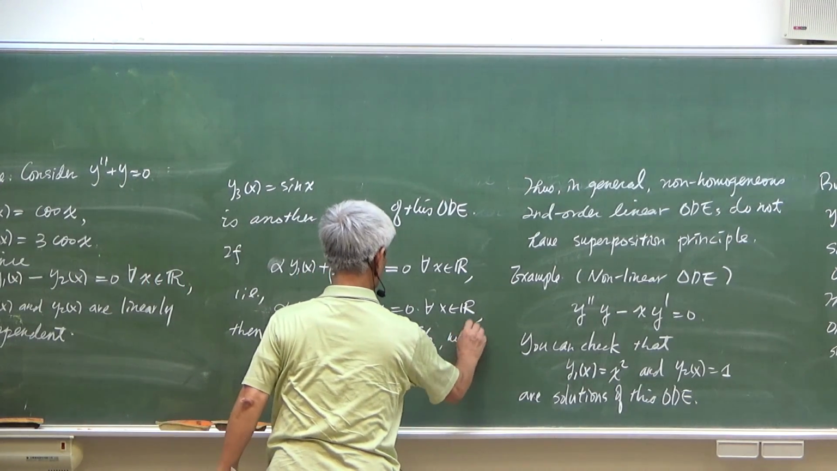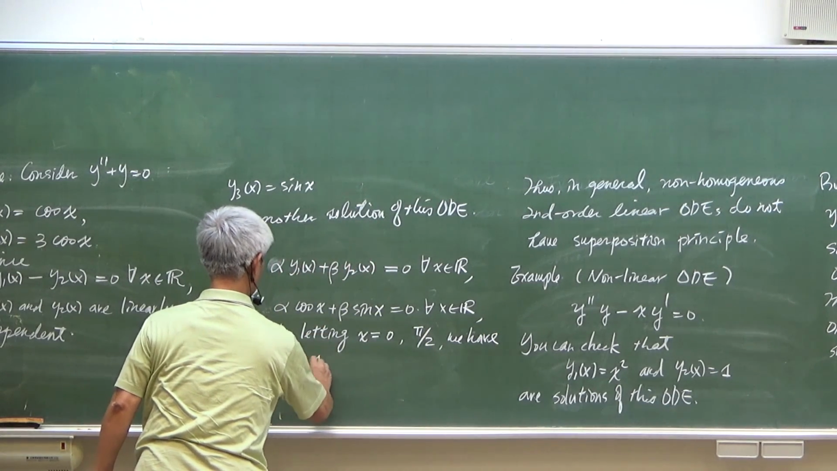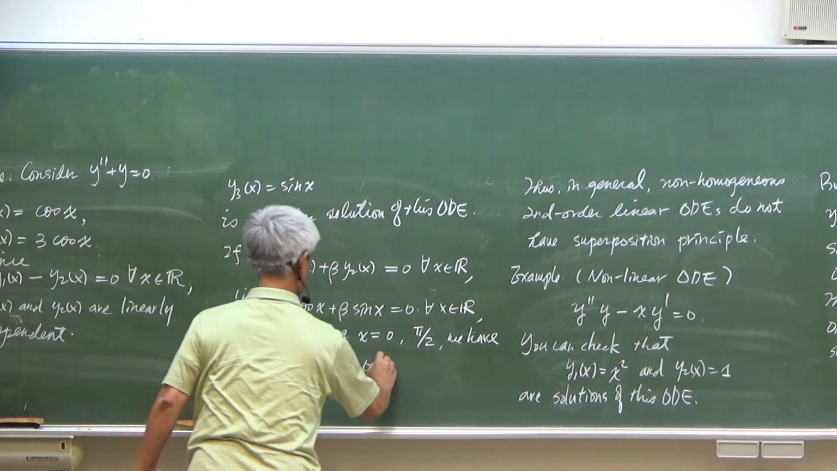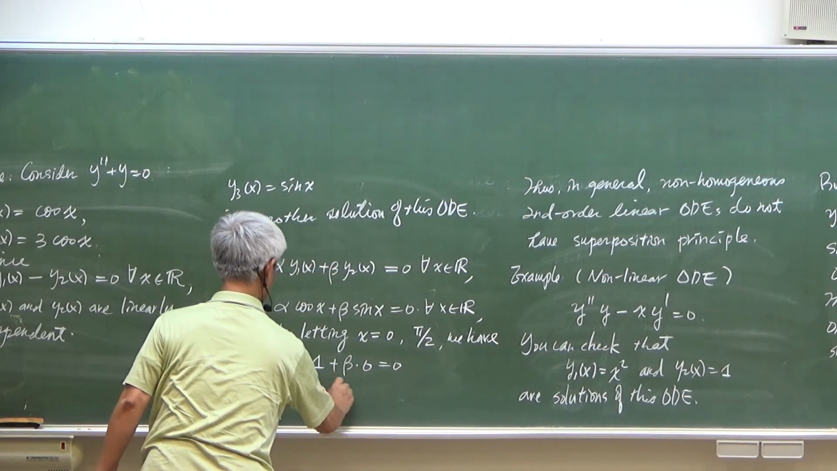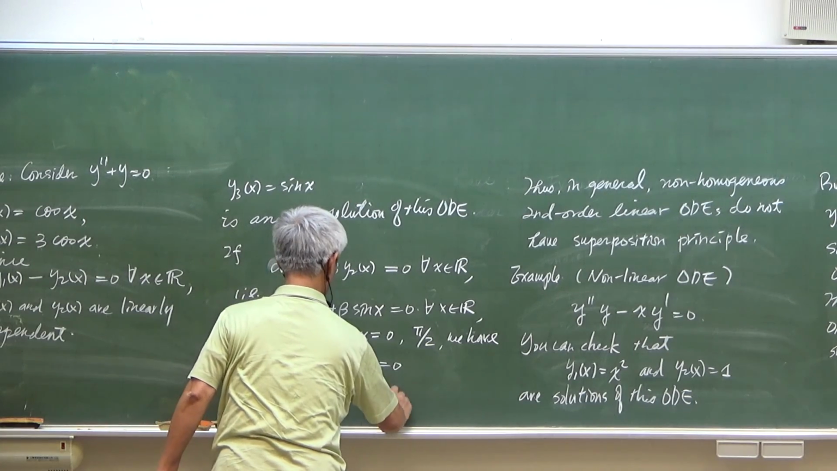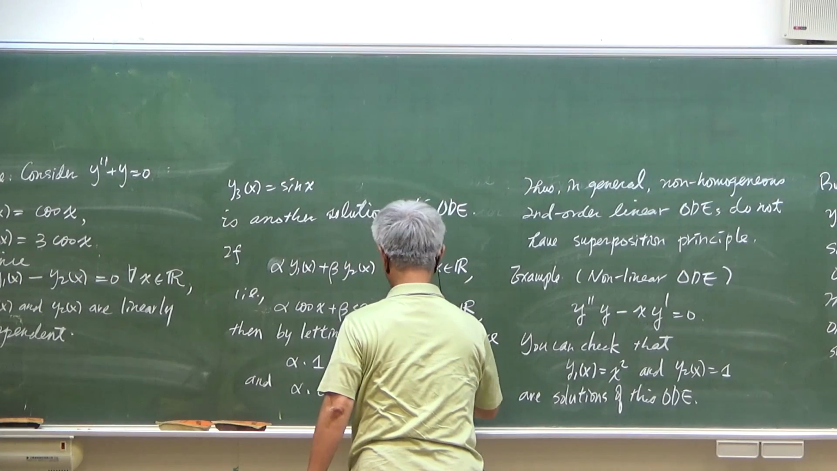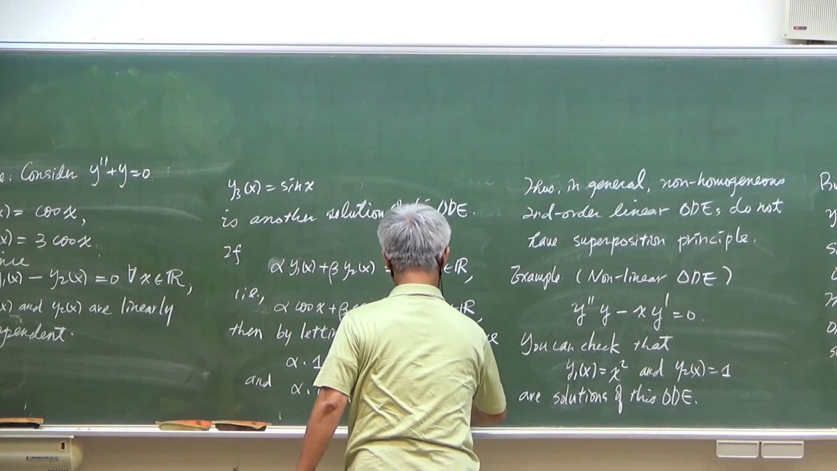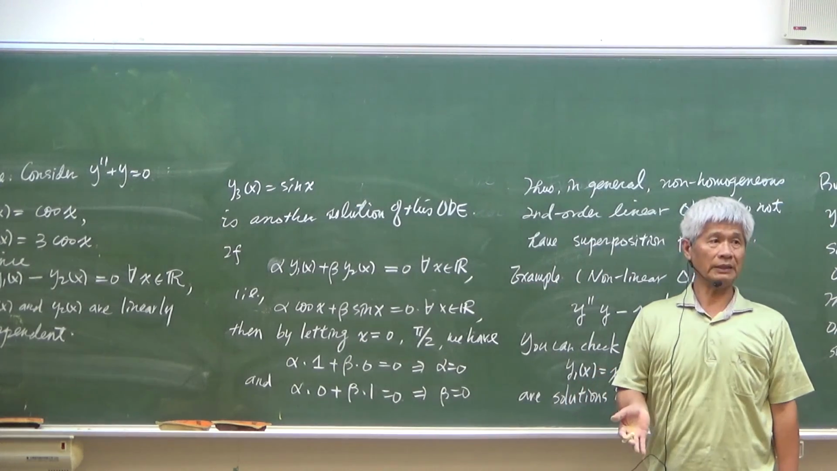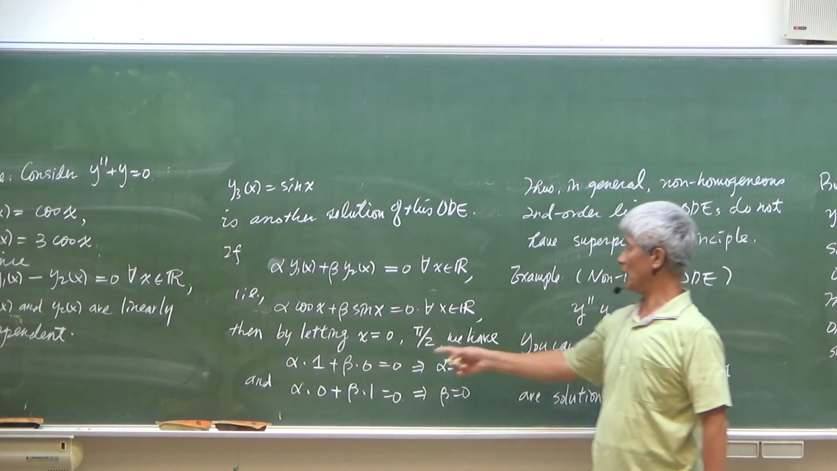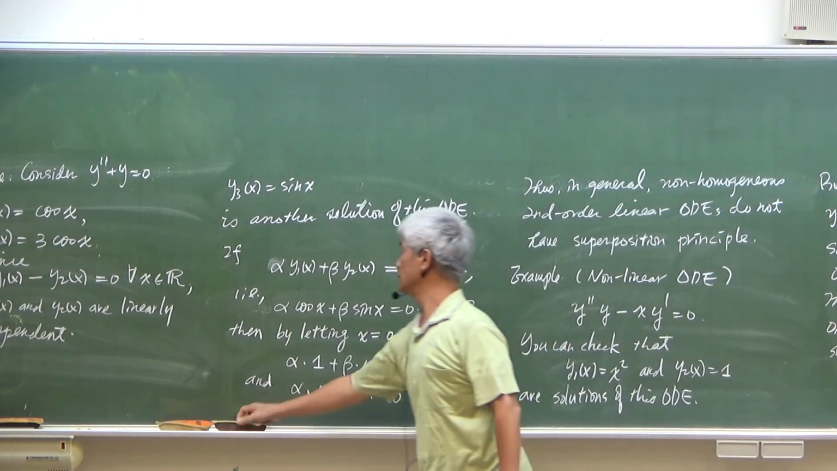We have alpha times 1 plus beta equal to 0, and we have alpha times 0 plus beta times 1 equal to 0. Right? And this implies that alpha equals 0, and this implies beta equals 0. So immediately, alpha must be equal to 0 and beta must be equal to 0.